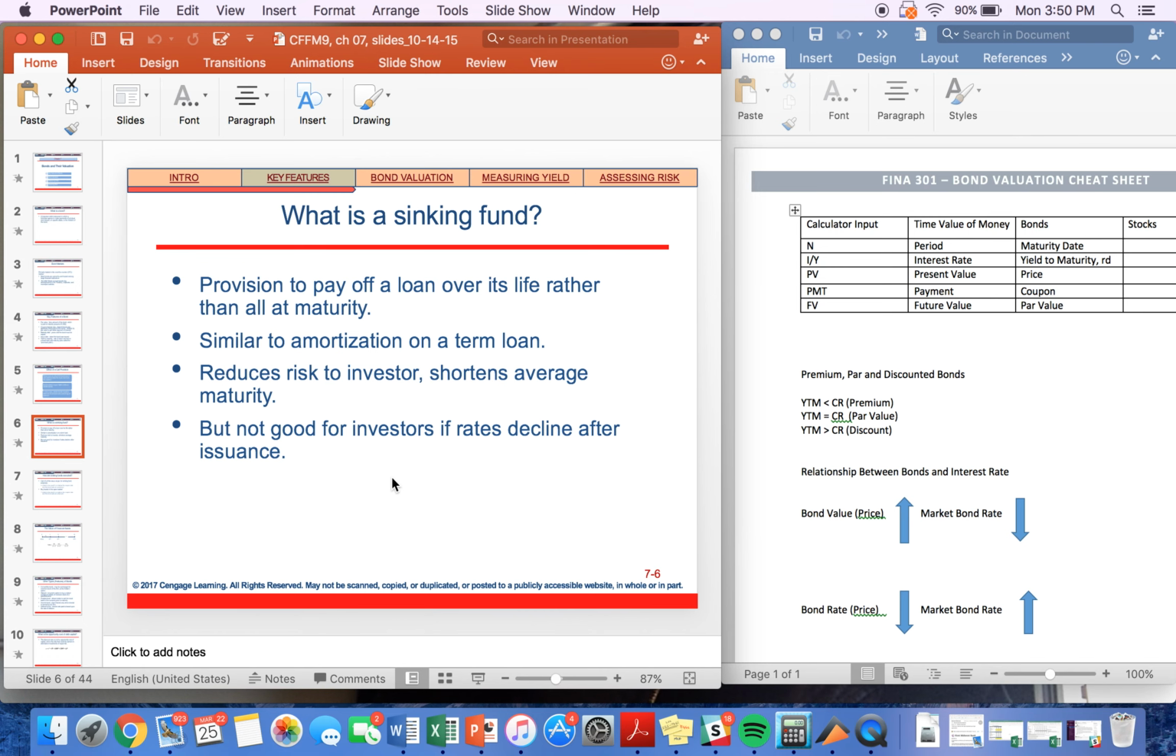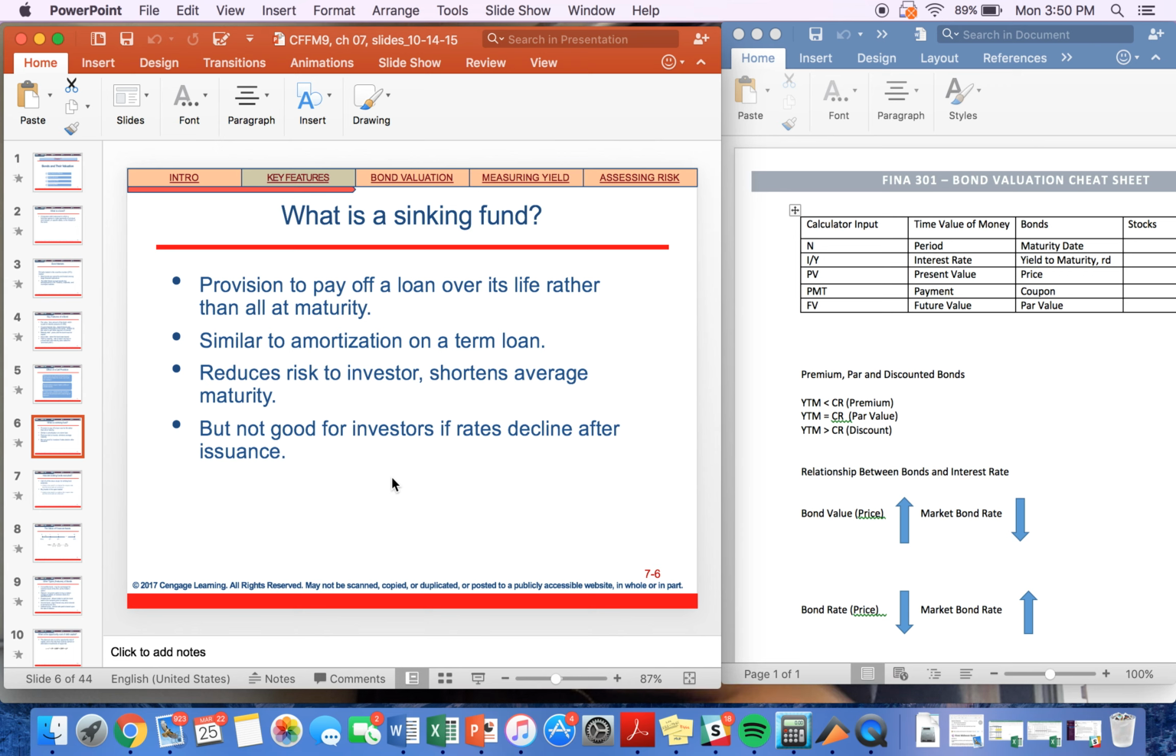So a sinking fund: most of the bonds here, we are just going to assume they're fixed rate, the par value is always $1,000, and we don't have a sinking fund involved. So that means that I'm just paying a coupon rate, right? As the issuer, I'm just paying you a coupon rate as an investor.